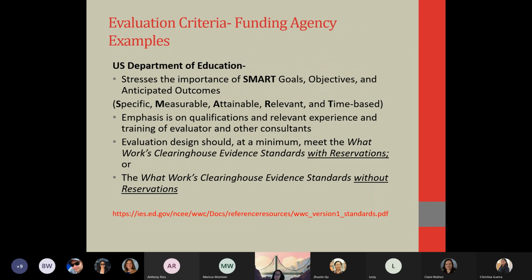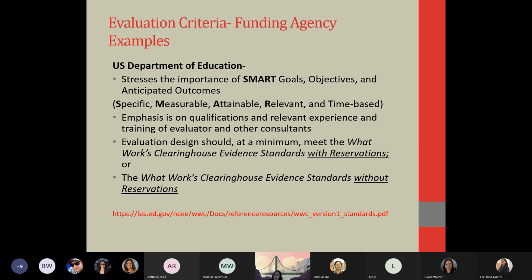Okay, so here's an example of evaluation criteria for the U.S. Department of Education. So U.S. Department of Education really stresses the importance of SMART goals, objectives, and anticipated outcomes. And by SMART goals, what I'm referring to, and I'm sure many of you already know about these because you hear them all the time. They're specific, measurable, attainable, relevant, and time-based. So they really put an emphasis on the qualifications and relevant experience and training of the evaluator as well as other consultants.